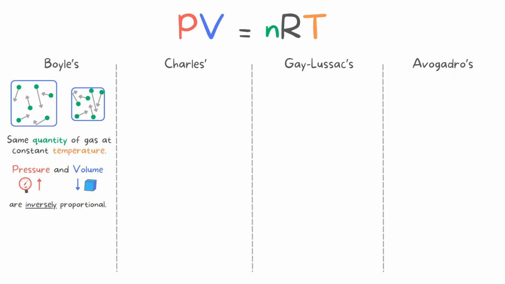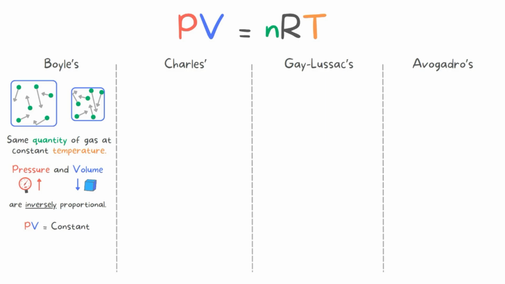Now let's prove it using PV equals nRT. Boyle's law only focuses on pressure and volume. That means the other variables stay the same. The amount of gas isn't changing, so n is constant. The temperature isn't changing, so T is constant. And R is always constant. So everything on the right side of the equation is constant. So P times V equals a constant. The pressure times the volume will always equal the same value.